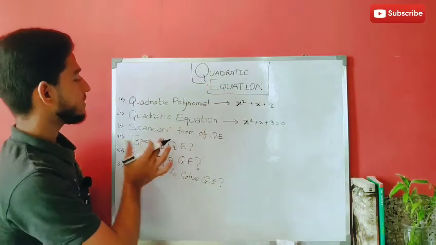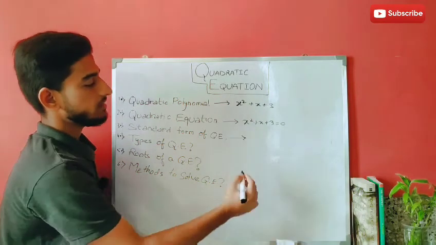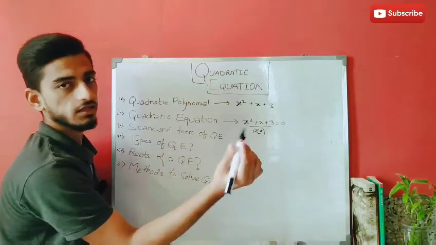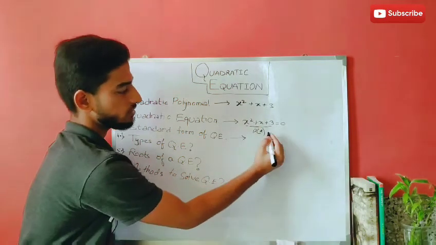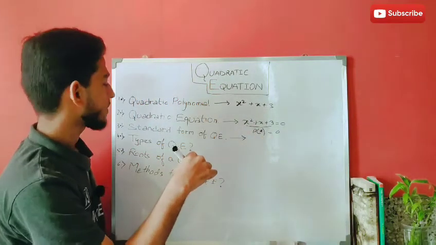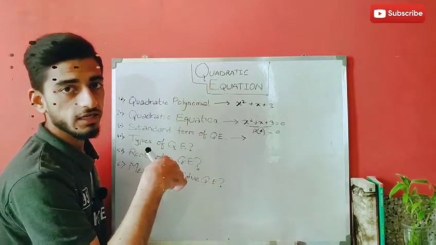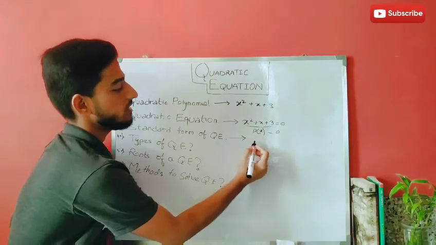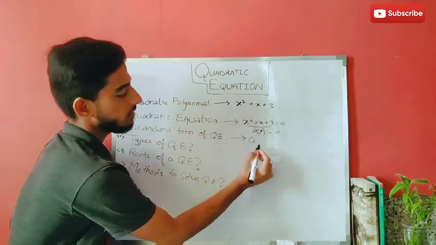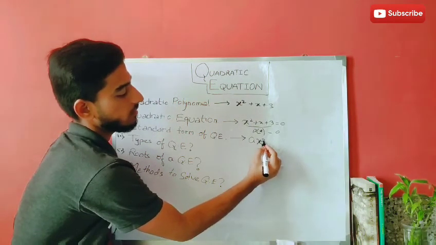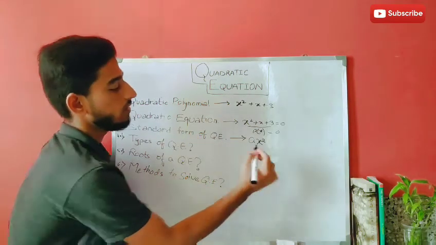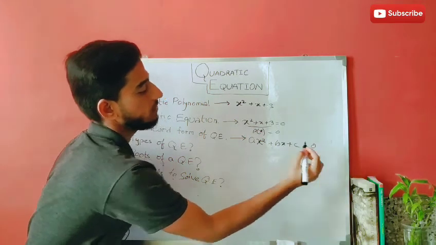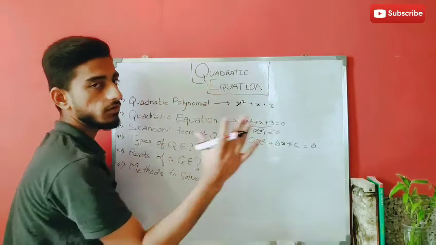So now come to the standard form of a quadratic equation. You can consider this one as a function of x, and this function of x we are equating with 0. How do we write a quadratic equation in standard form? See, like this: a is a constant, ax to the power 2 plus bx plus c is equal to 0. This is the standard form of a quadratic.